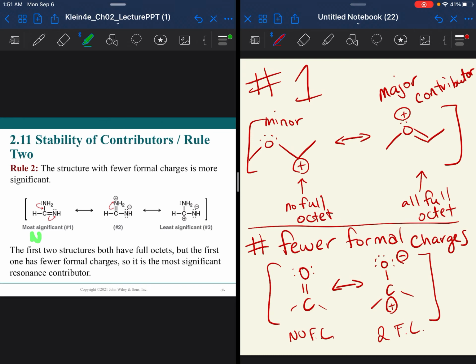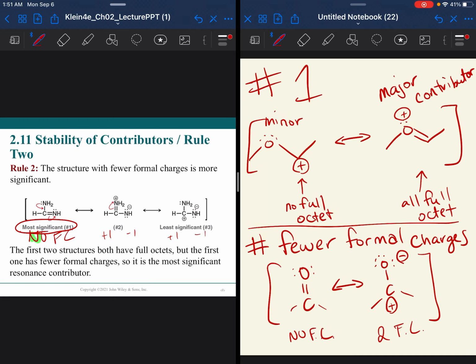In this case, we have no formal charges. We have a +1 and a -1. So we know that this one is going to be most significant.